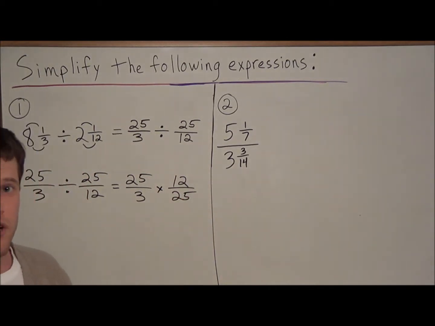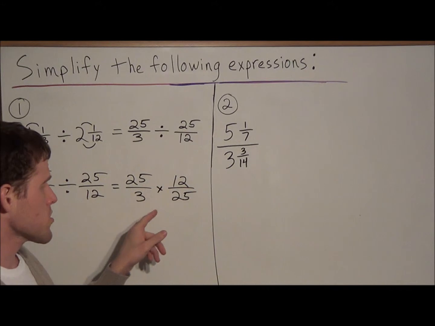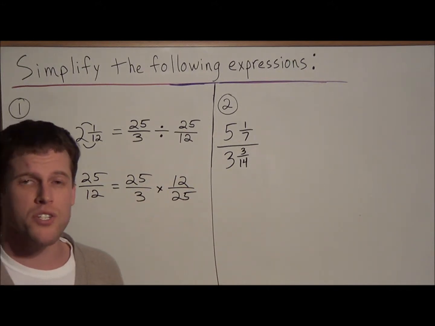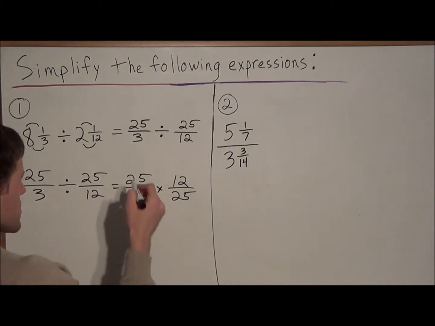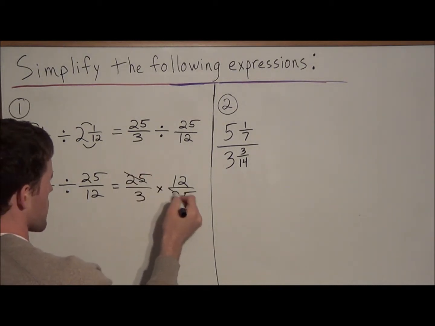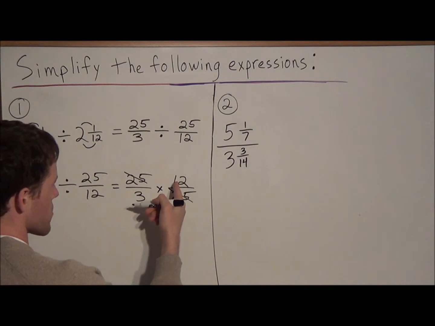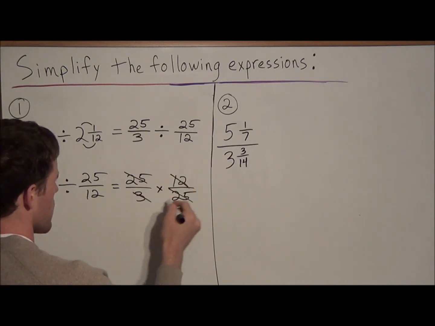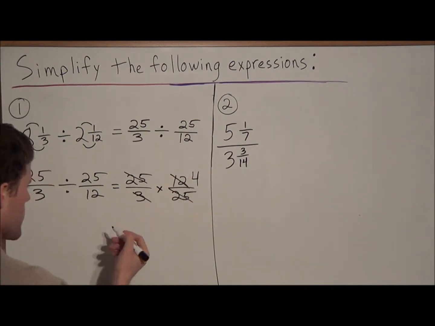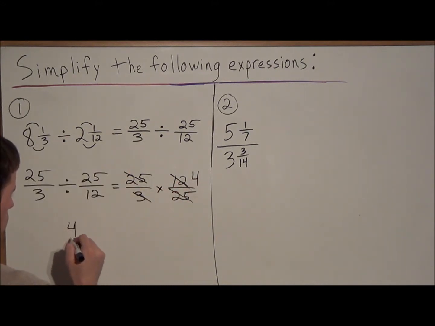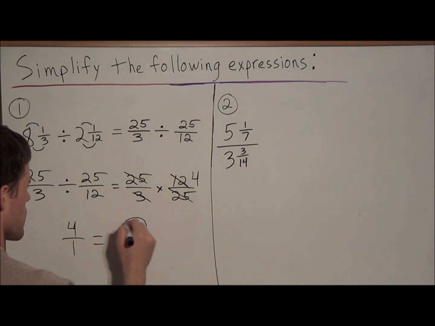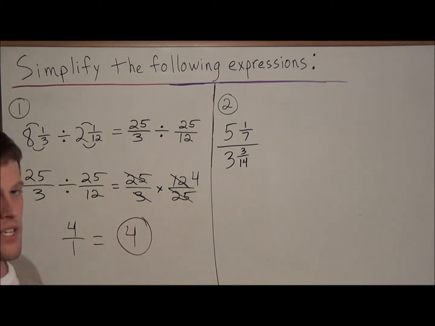Now at this step we could multiply 25 times 12 and 3 times 25, but it's much easier if you reduce before you multiply your fractions. So here we can cross off the common factors of 25, and then we ask ourselves, 12 divided by 3 is 4. So our final answer for this entire expression is going to be 4 over, and when there are no numbers left in the denominator, we can just write a 1, and 4 divided by 1 is equal to 4. So our answer to the first example is 4.